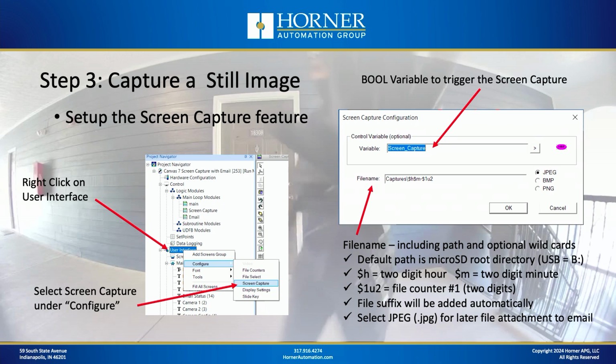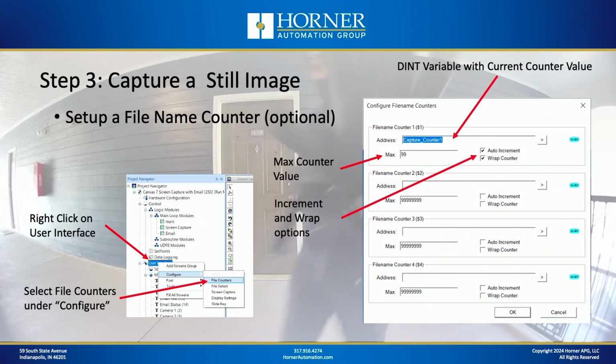Now, if you want to take advantage of the file name counter, here I'm showing you how to access that as well. So once again, you go to the project navigator, making sure that you've got a screen that's being displayed to be edited somewhere in Cscape with an active screen tab. You right click on user interface, and going through that same configure menu, you select file counters. And then boom, the bigger dialog box pops up, and you can see you've got 4 file counters that you can use. And you can configure maximums. They're up to double integer each. So you can obviously count to a really large number, much bigger than the 99 that I configured mine for.